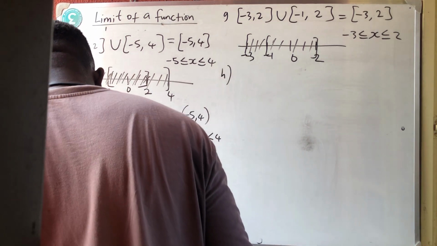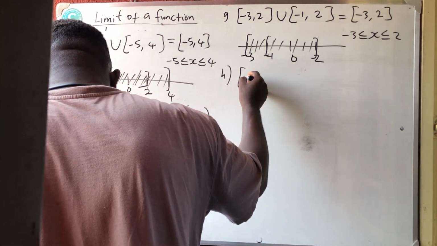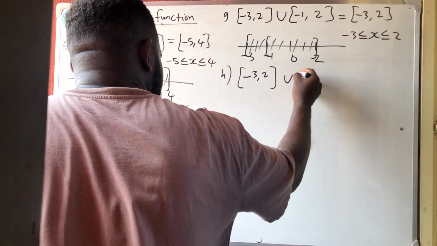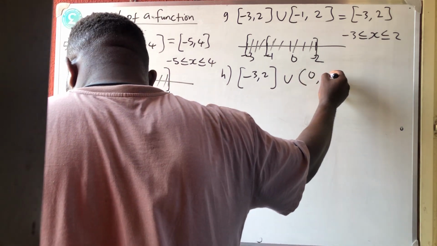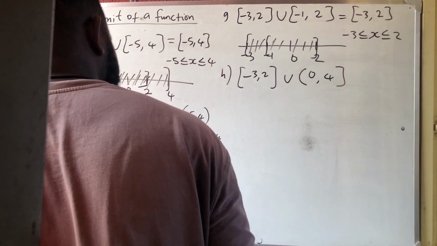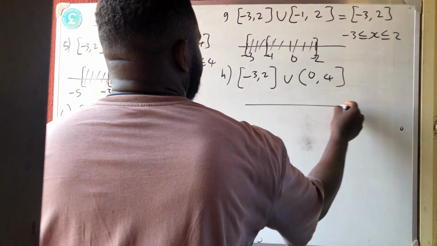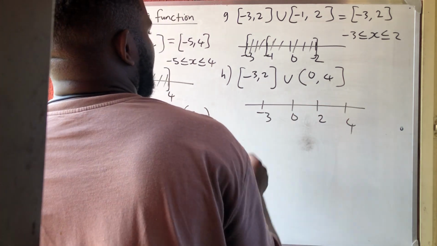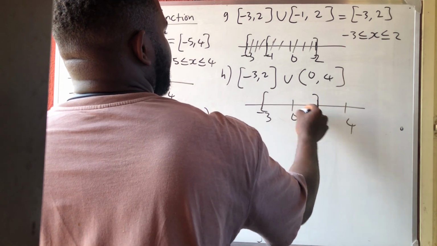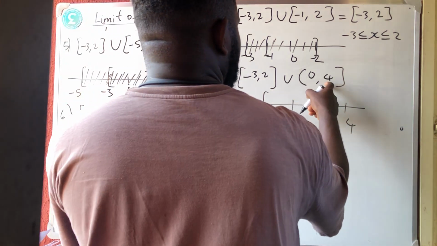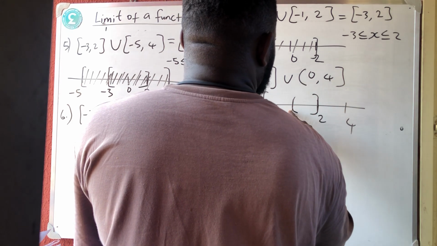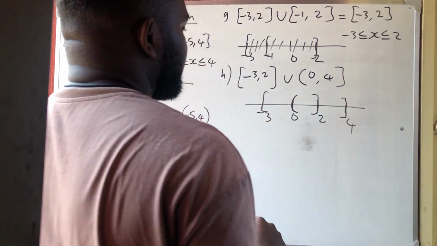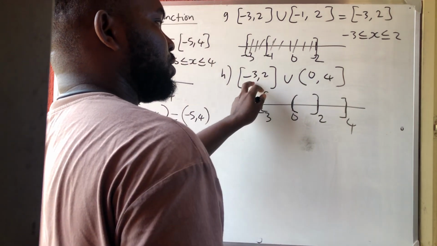H. H says minus 3 comma 2, okay, union 0 and 4, like this. Okay, so let's draw. I'm having minus 3, 0, 2 and 4. So minus 3 and 2 is here involved. Okay, now but this one is what? 0 and 4. Now if you look at this now, 0 is not involved here, but 0 is involved here.